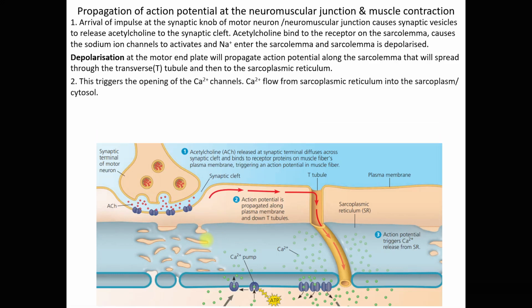This will trigger the opening of calcium ion channels. The calcium ions will flow from the sarcoplasmic reticulum into the cytoplasm or cytosol. You can see how the propagation of action potential to the sarcoplasmic reticulum will activate the opening of the calcium ion channels, and this will allow influx of calcium ions from the sarcoplasmic reticulum into the cytosol.